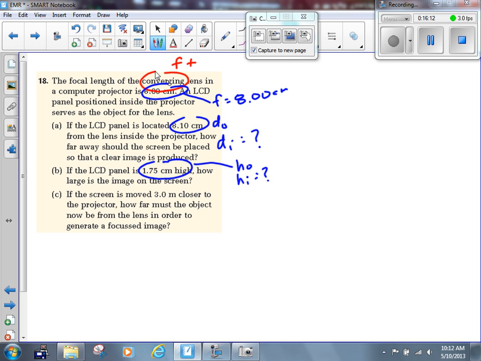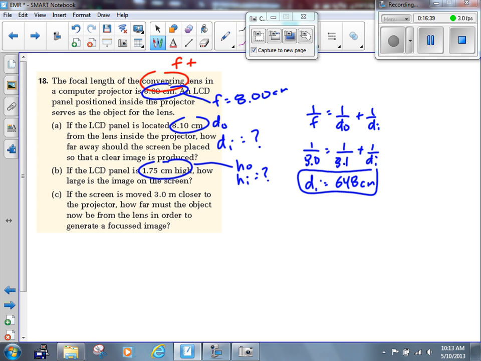Let's find DI first. Let's use the lens equation. 1 over F is equal to 1 over DO plus 1 over DI. 1 over 8 is equal to 1 over 8.1 plus 1 over DI. Does anybody have the value for DI there? 648 centimeters, okay, or 6.48 meters. Okay, good. Let's find the value of HI.